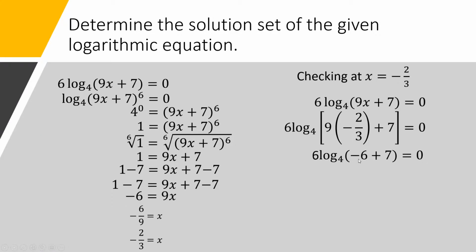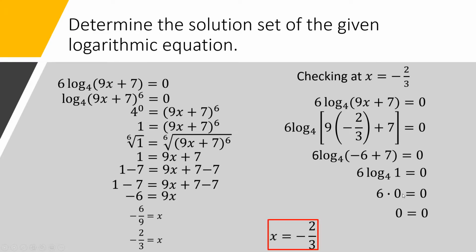The negative 6 plus 7, of course, is equal to 1. And then, if the argument is equal to 1, then we could say that the logarithm is equal to 0. So 6 times 0 equals 0, and 0 equals 0. Therefore, the value of our x is negative 2 over 3.